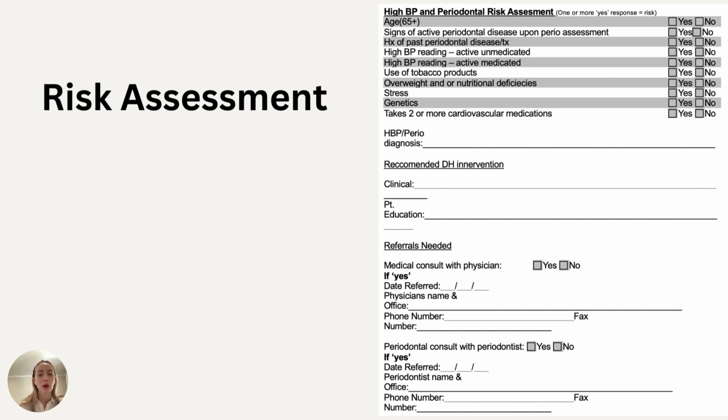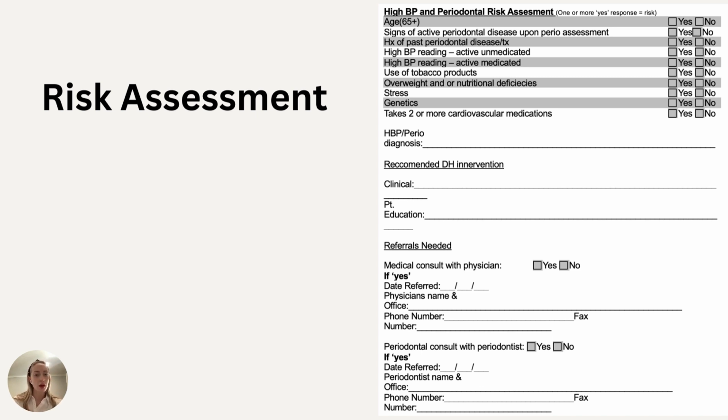So then you can have your recommended dental hygiene intervention. Clinically, what am I going to do based on this risk? Am I going to change anything about my treatment? Am I going to recommend anything to the patient based on my treatment? That's where you could put that. And then patient education. So able to jot down or just kind of remind yourself of what you want to remind the patient about, what you want to educate the patient on based on their risks.